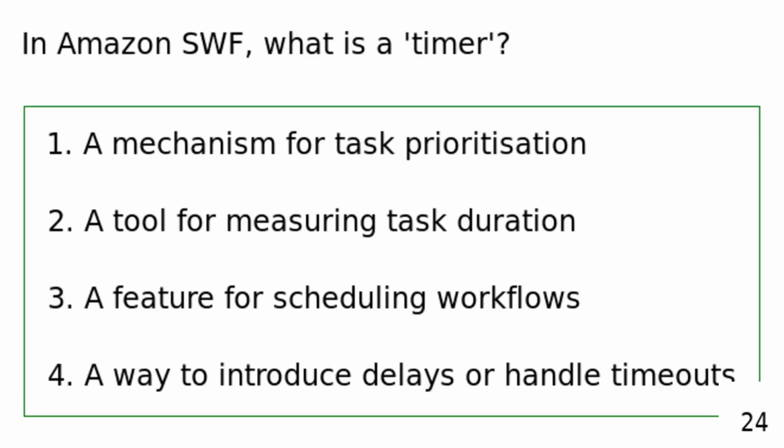In Amazon SWF, what is a timer? A mechanism for task prioritization. A tool for measuring task duration. A feature for scheduling workflows. A way to introduce delays or handle timeouts.